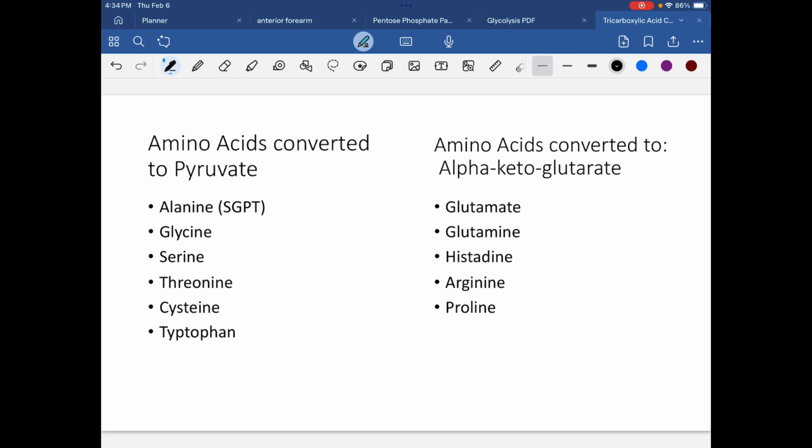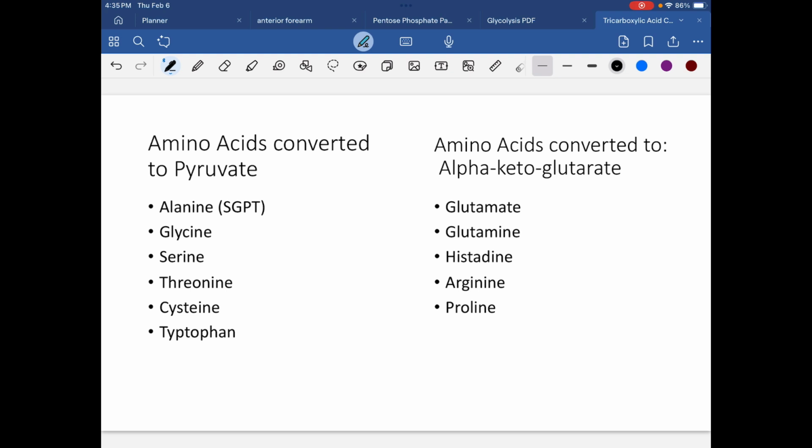So the first category we have are amino acids that can be converted to pyruvate. Just like any pyruvate formed from glycolysis, if we make an amino acid into pyruvate, that's going to get processed and enter the citric acid cycle in the form of acetyl-CoA. Those amino acids are going to be alanine, glycine, serine, threonine, cysteine, and tryptophan.